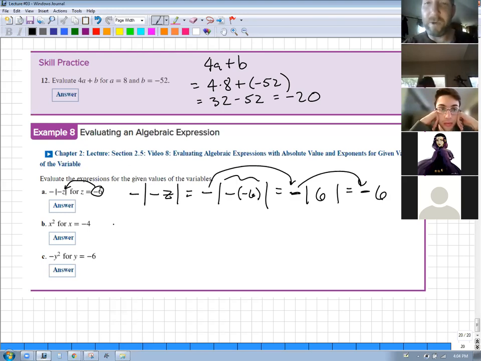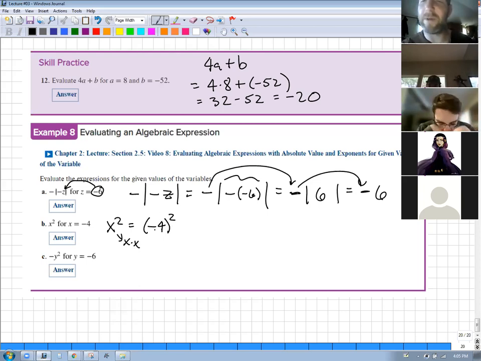This one we have an x squared. Now we replace x with -4. So we need to put parentheses here because x is being squared, right? This is x times x. If we didn't put the parentheses and we left the minus out, then the squared would only be applying to the 4. That's why we need these parentheses. So the squared applies to the whole thing. This is -4 times a -4, which would be a +16.